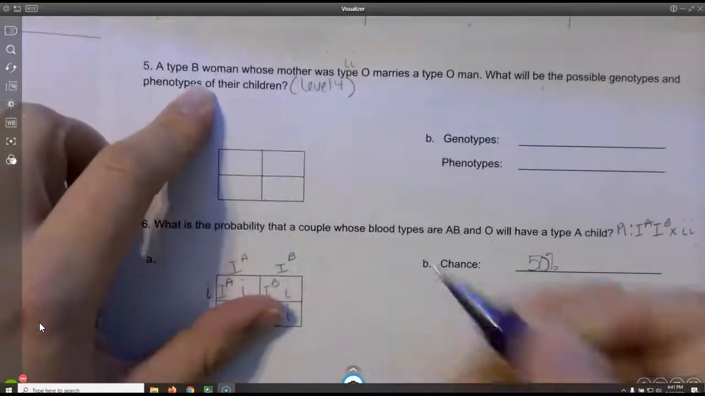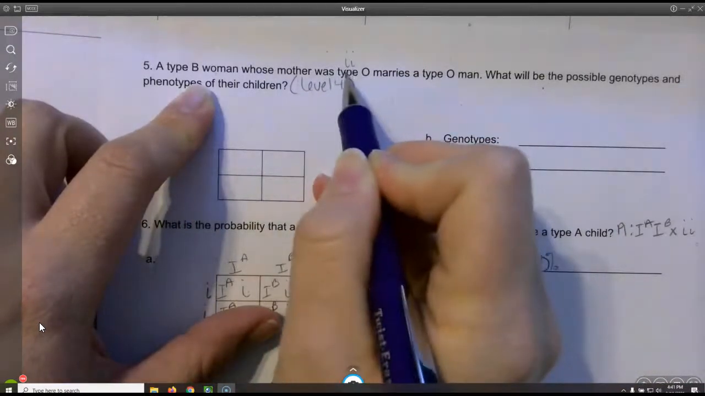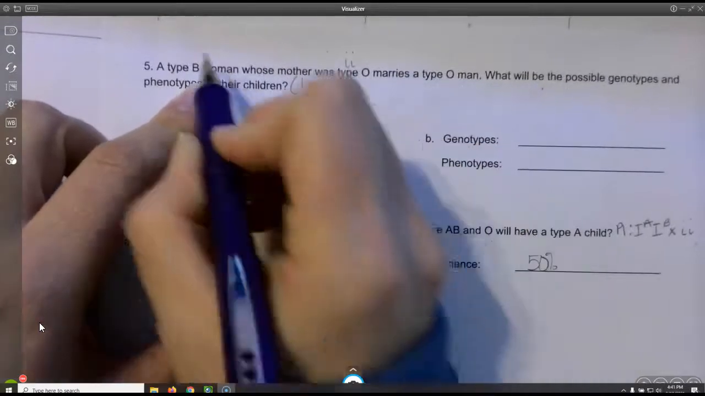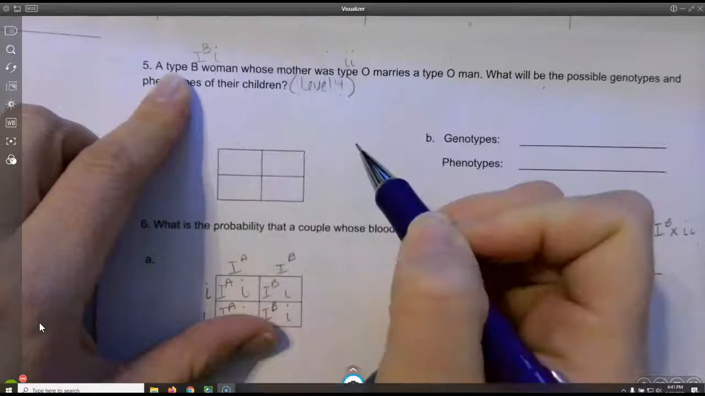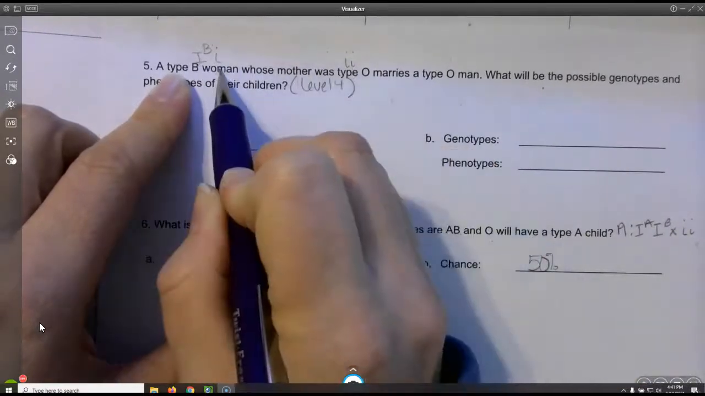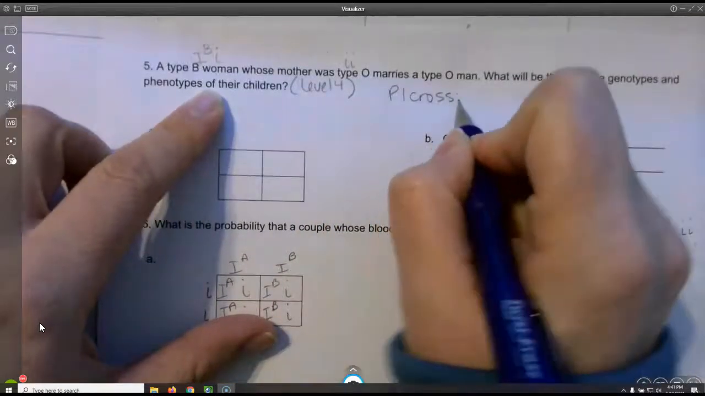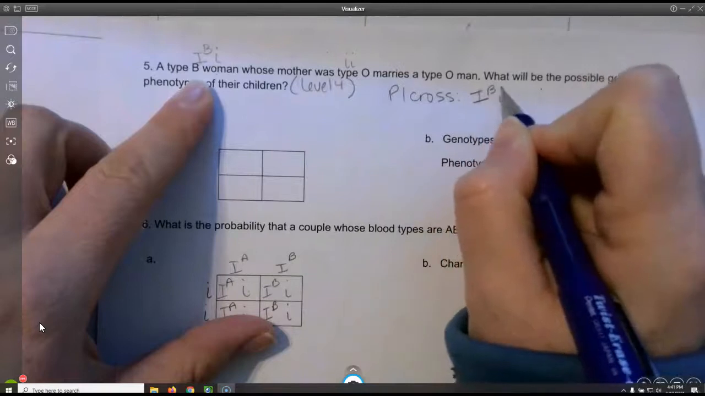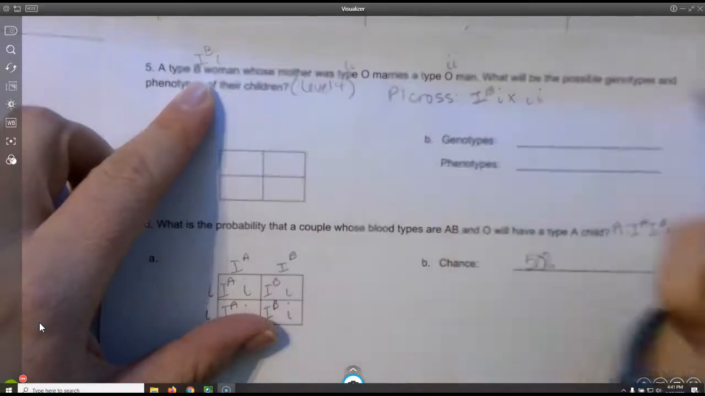Which means that our type B woman can only get an O allele from her mom, because you have to get one from each of your parents. So her genotype must be heterozygous. So she must have gotten her B allele from her dad, her O allele from her mom. So our P1 cross is going to be IB, little i crossed with a type O man, which is little i, little i.